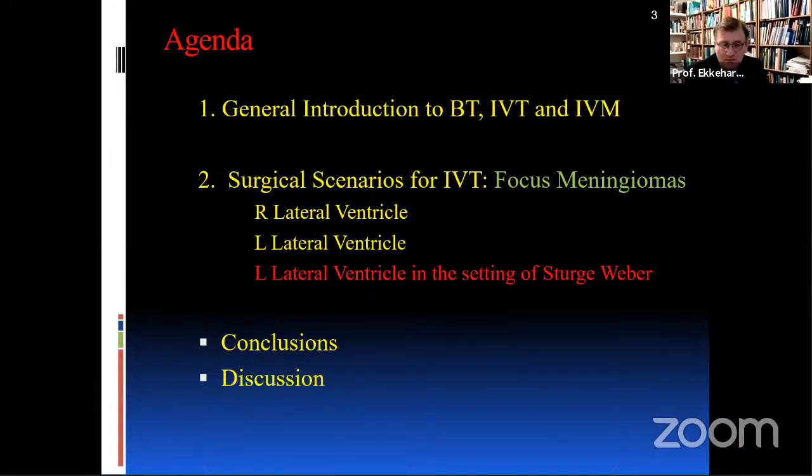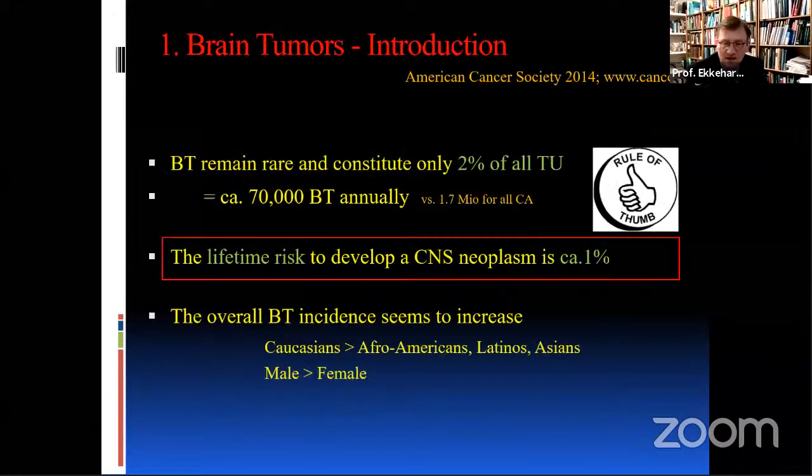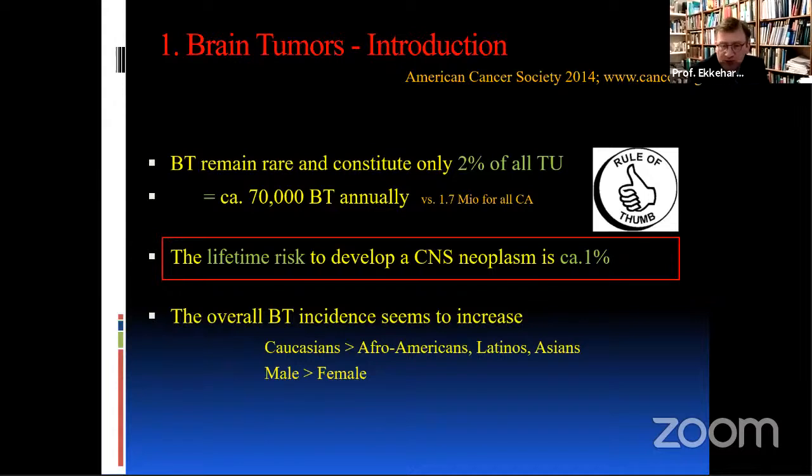I just want to, for introduction purposes, briefly bring up brain tumors, intraventricular tumors, and meningiomas as such, and then give you 3 scenarios that I encountered where I learned from intraventricular meningiomas, and hopefully we can discuss this a little bit. So overall, brain tumors are rare, constitute only about 2% of all tumors, and your lifetime risk to develop a CNS neoplasm is really only 1%.